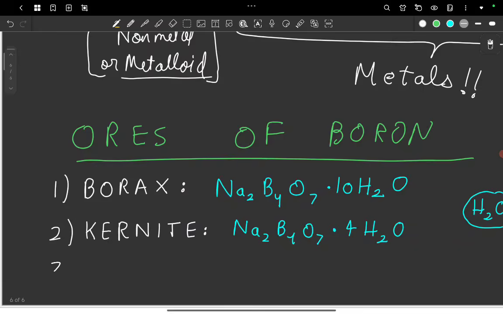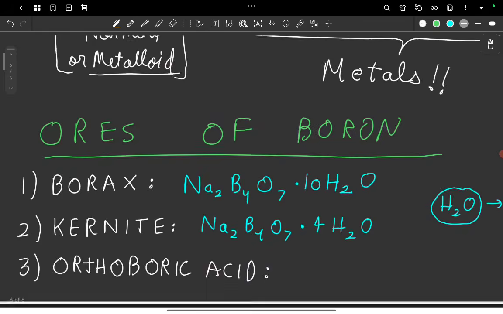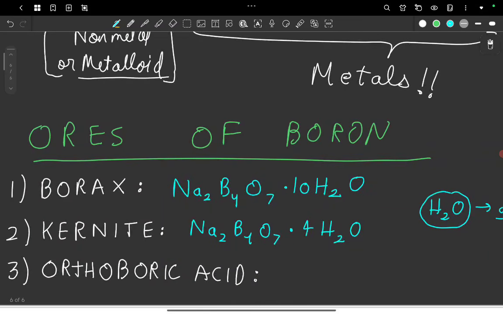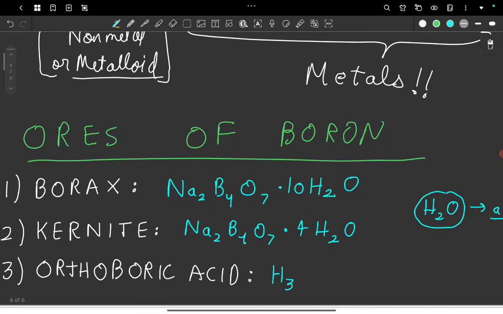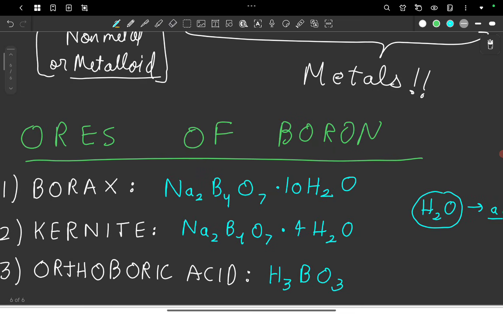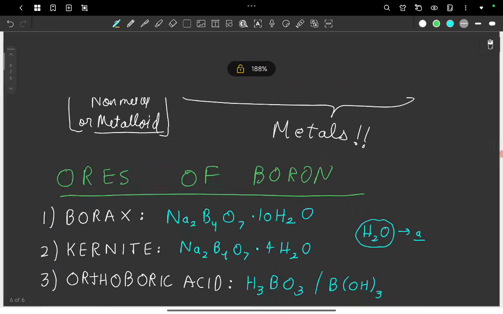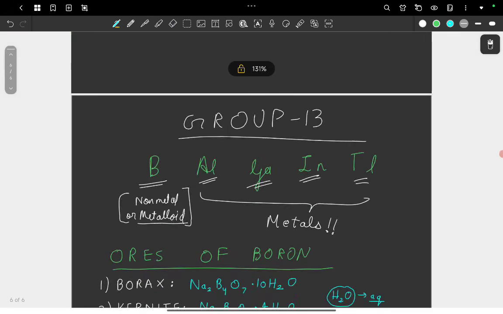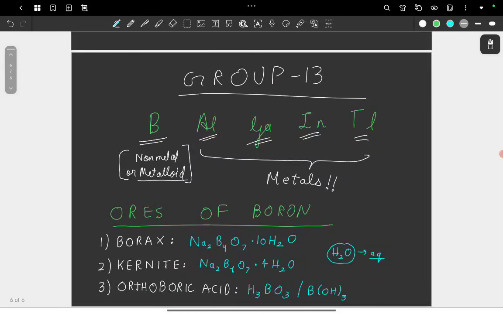Now next, the last ore you have to learn is orthoboric acid. Its formula, it does not have water of crystallization. Its formula is H3BO3, or some people also write it as B(OH) whole thrice. So you have to keep this hammered into your memory, because a question from this is almost liable in every examination. Like not from the ores, but using these compounds, especially borax and orthoboric acid.